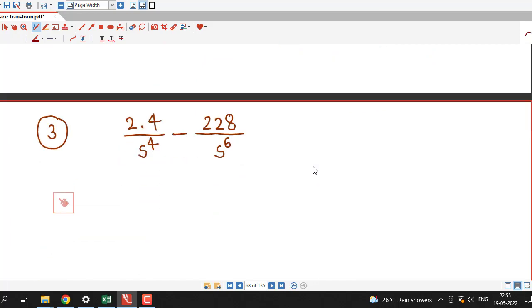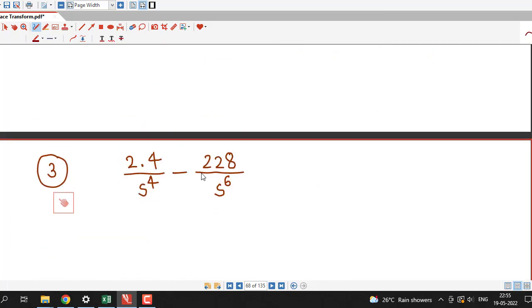Now the next function is 2.4 divided by s raised to 4 minus 228 divided by s raised to 6.